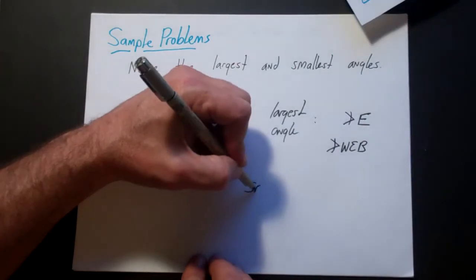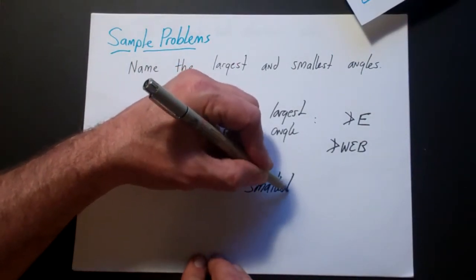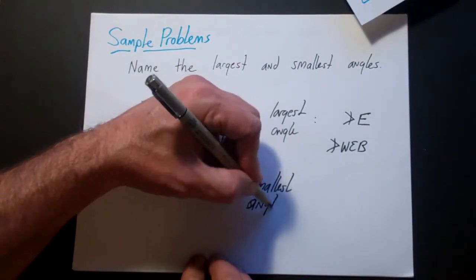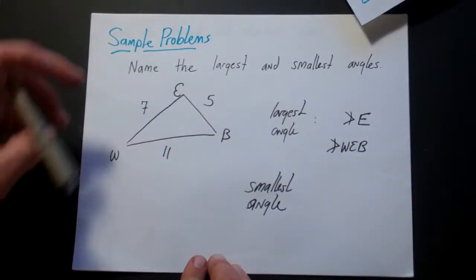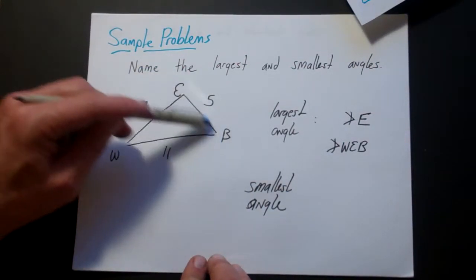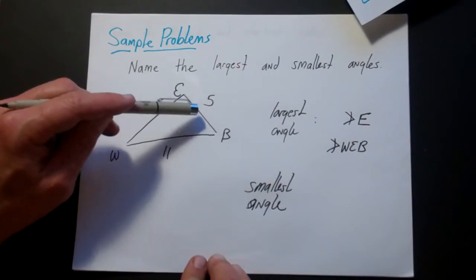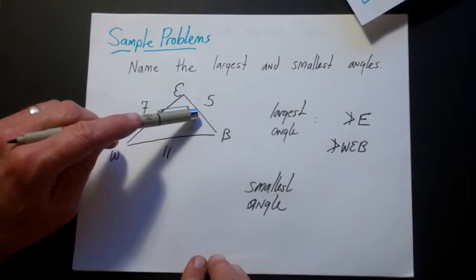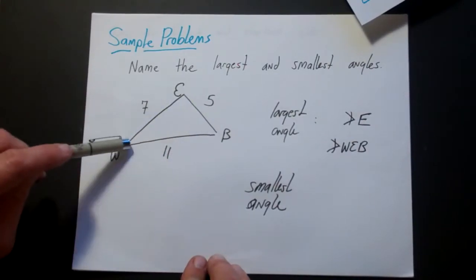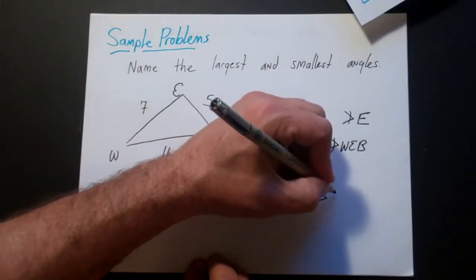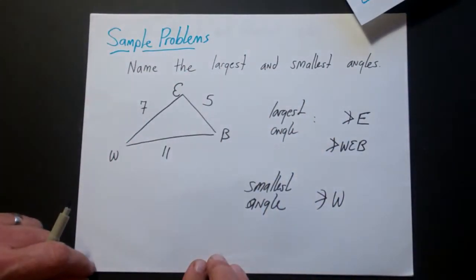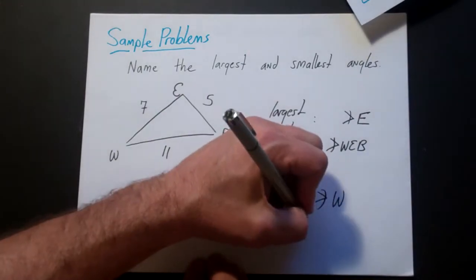What's the smallest side, or smallest angle? Well, if you want to find the smallest angle, then you want to look for the smallest side. The smallest side here is EB. If this is the smallest side, then the smallest angle is opposite that. What angle is opposite EB? It's going to be angle W, or if you want to, EBW.